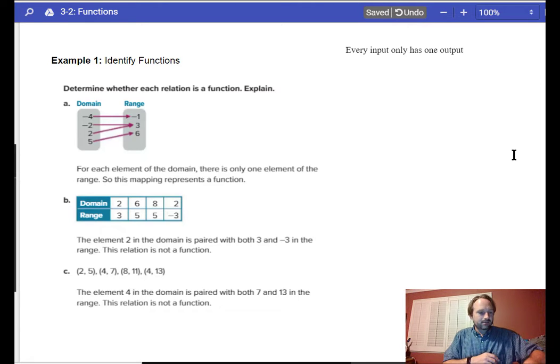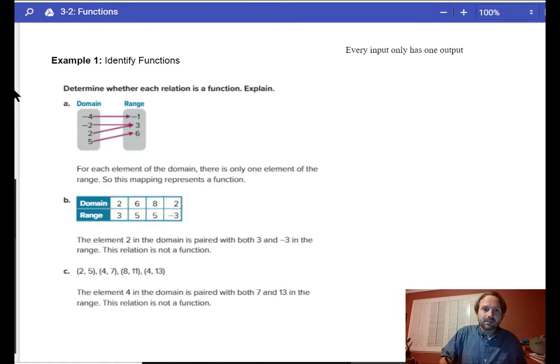Well, let's see. This -4, let's look at it. -4 goes to a -1, that's only one. -2 to 3, the -2 input only has an output of 3. A 2 has an output of 3, and a 5 has an output of 6. Now, although there are multiple outputs with the same value for different inputs, every input only has one output. So this is a function, because every input only has one output.